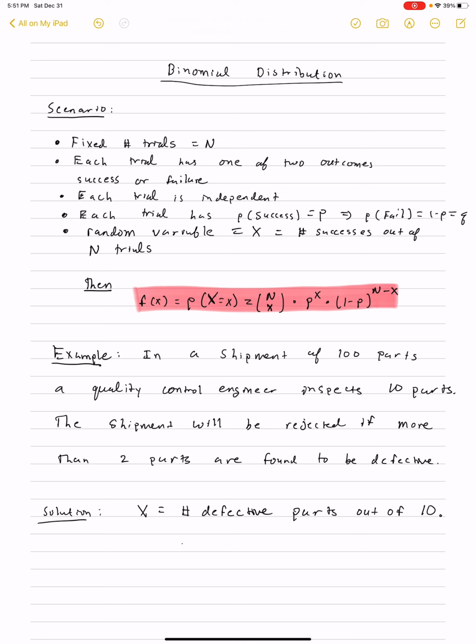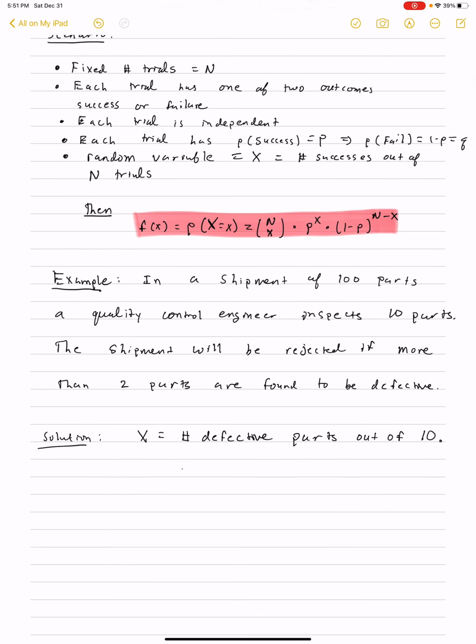Well, let's consider this example. We have a shipment of 100 parts. To make sure we have good product, we have a quality control engineer that inspects 10 parts out of the shipment. And the shipment will be rejected if more than 2 parts are found to be defective.